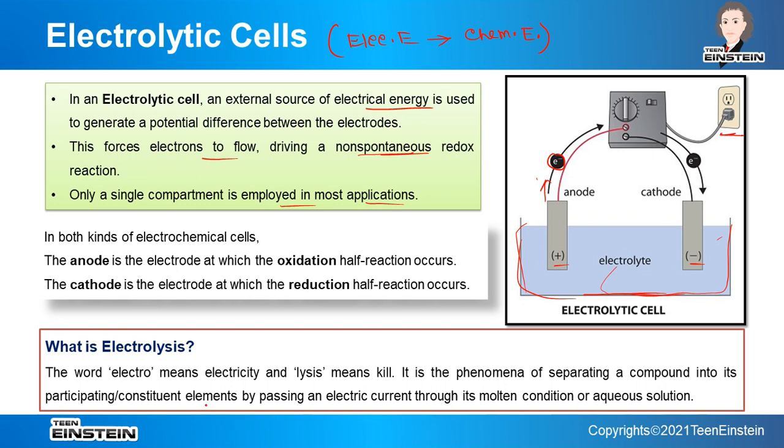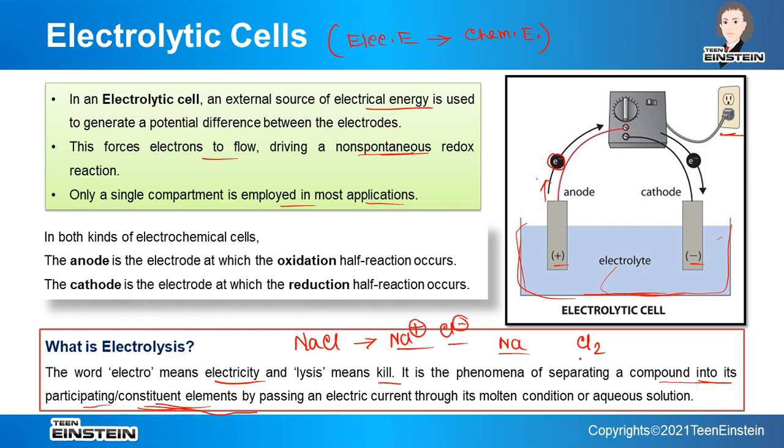Now electrolysis, electro means electricity and lysis means kill. That means the phenomenon of separating a compound into its constituent elements. Here we will take the example of sodium chloride. So you have taken NaCl, and electrolysis means now they are separated to Na+ and Cl-. See, these are not elements, these are ions. But suppose you are getting Na, that is sodium atom, neutral sodium atom, and chlorine gas. That means now they are elements, constituent elements.